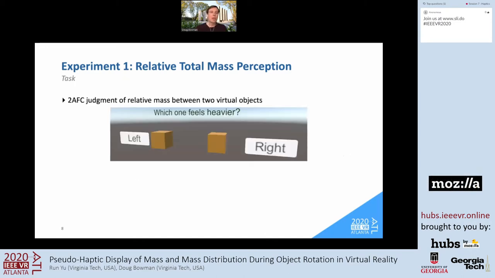So in the experiment, it was a very simple setup. We had a two-alternative forced choice judgment of relative mass between two virtual objects. The two objects were cubes. They were identical in visual appearance, one on the left and one on the right. One of them always had a one-to-one CD ratio, and the other had a scaled CD ratio.